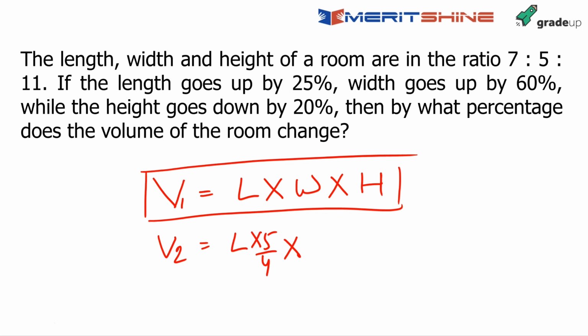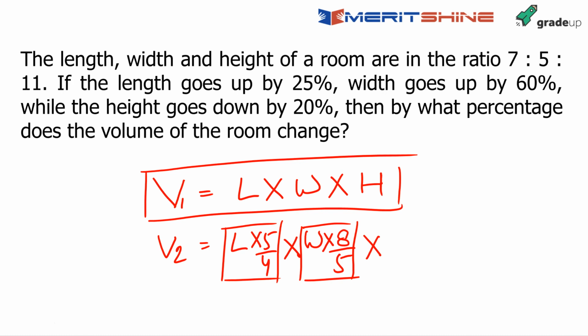Likewise for width, width goes up by 60%. So if this is the initial width, this becomes the final width. The final width would be W into, 60% is what? 20% is 1 by 5. So 60% would be 3 by 5. So it's an addition of 3 units for every 5 units. So it becomes width into 8 by 5. Please remember, you could have written 160 by 100 in place of 8 by 5, but we use reciprocals. That's the use of reciprocals. So this becomes W into 8 by 5.